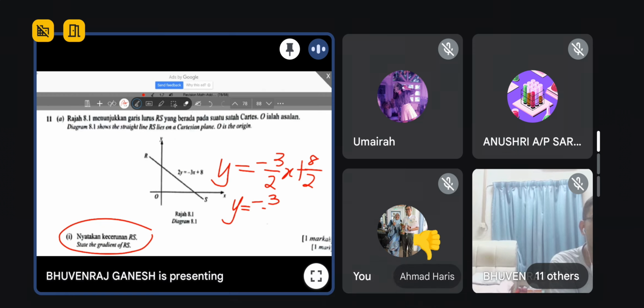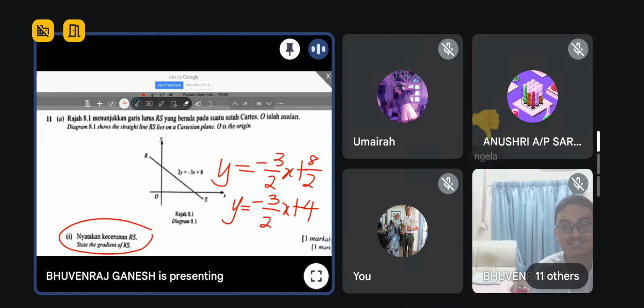Okay, so the answer is y equal to -3/2x plus 4. Boys, spot a bit to the girls. Okay, must be gentlemen. Correct. Kena budi bahasa. Okay, then only we set a good example to the girls. Okay, so the answer is gradient equal to -3/2.